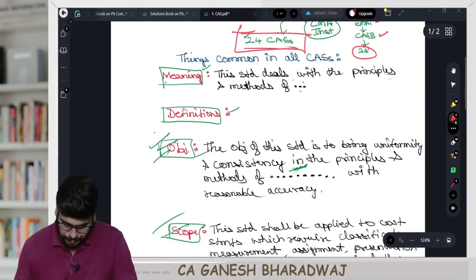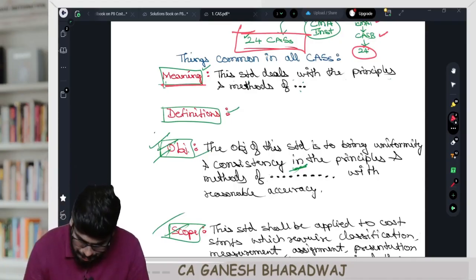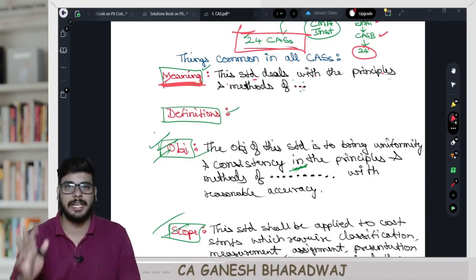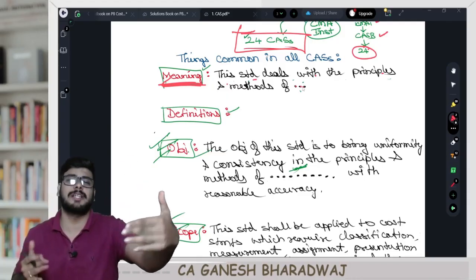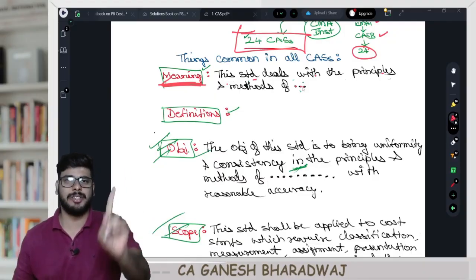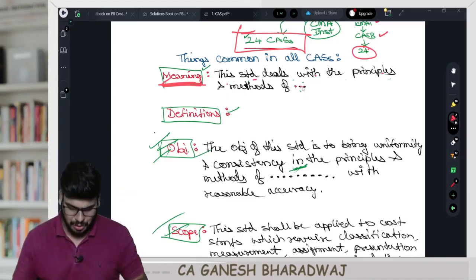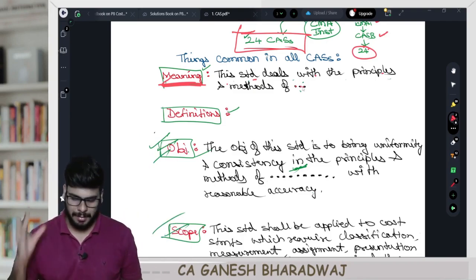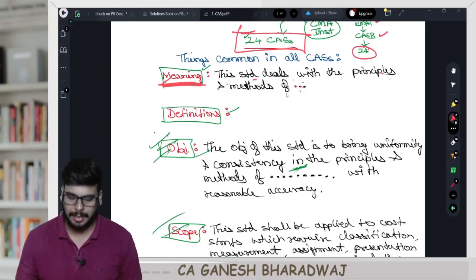Very, very simple. This is something that you will find commonly for all the standards. First one is meaning. What you need to write is: this standard deals with the principles and methods of, and just write the title name. In this case, direct expenses. Are you clear with this? So I'm coming up with a common template. Do not mug up everything. First, know all the cost accounting standard numbers with the titles. Then you come here and first write the meaning. So CAS 10, direct expenses, meaning this standard deals with the principles and methods of what? Write the name or the title again. That is going to be your direct expense.